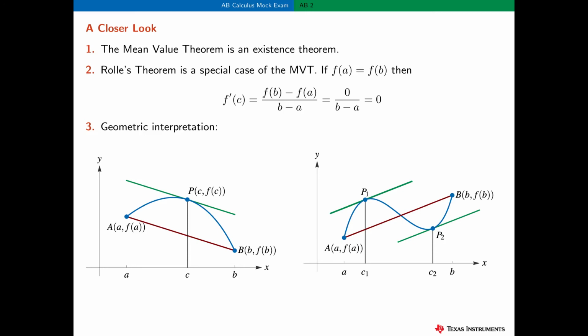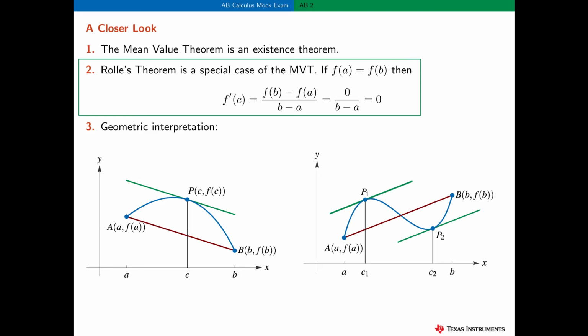Because this is such an important concept, let's take a closer look at the mean value theorem. The first thing to note is that this is an existence theorem. Under certain conditions, the MVT guarantees the existence of the number c. But again, it doesn't tell you how to find it. I always feel a little let down by this, but that's the nature of an existence theorem.